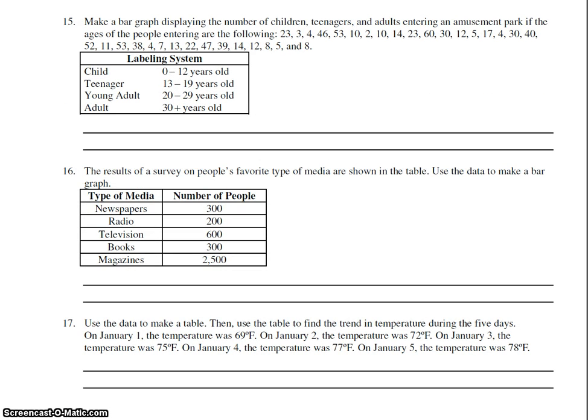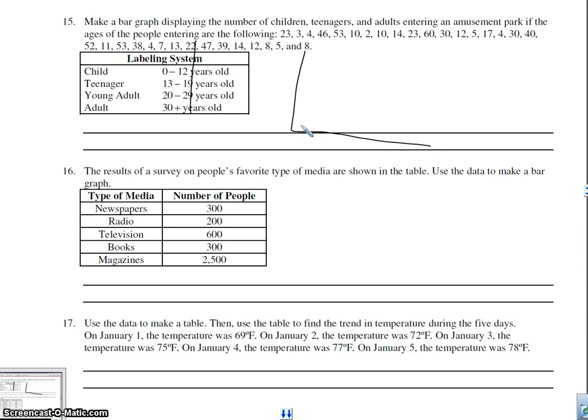15. Make a bar graph displaying the number of children, teenagers, and adults entering an amusement park if the ages of the following people are, and there's all of our data. Now, the labeling system, this is what it wants us to label. A child is 0 to 12, a teenager is 13 to 19, a young adult is 20 to 29, and an adult is 30 and over.